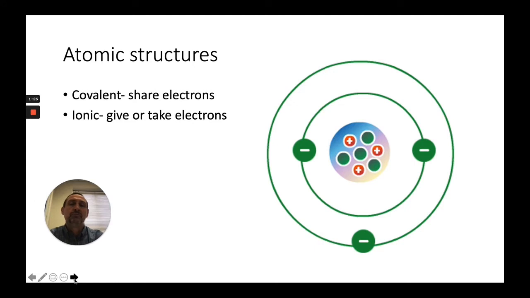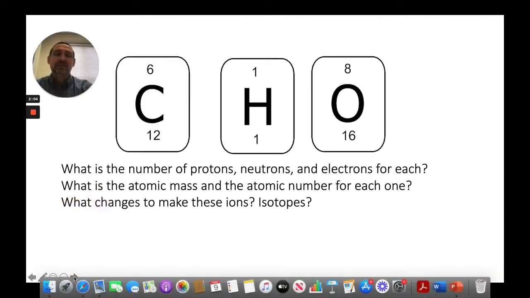Atoms form bonds in order to be stable. That means that their outer electron energy level is full. A covalent bond is where the atoms are sharing the electrons. With an ionic bond, the atoms are either giving electrons or taking them. For those bonds, that outer energy level needs to have 2 electrons if it's in the first level, or any level after that, the octet rule would mean that there's 8 electrons. It's typically how we see atoms and elements on the periodic table.